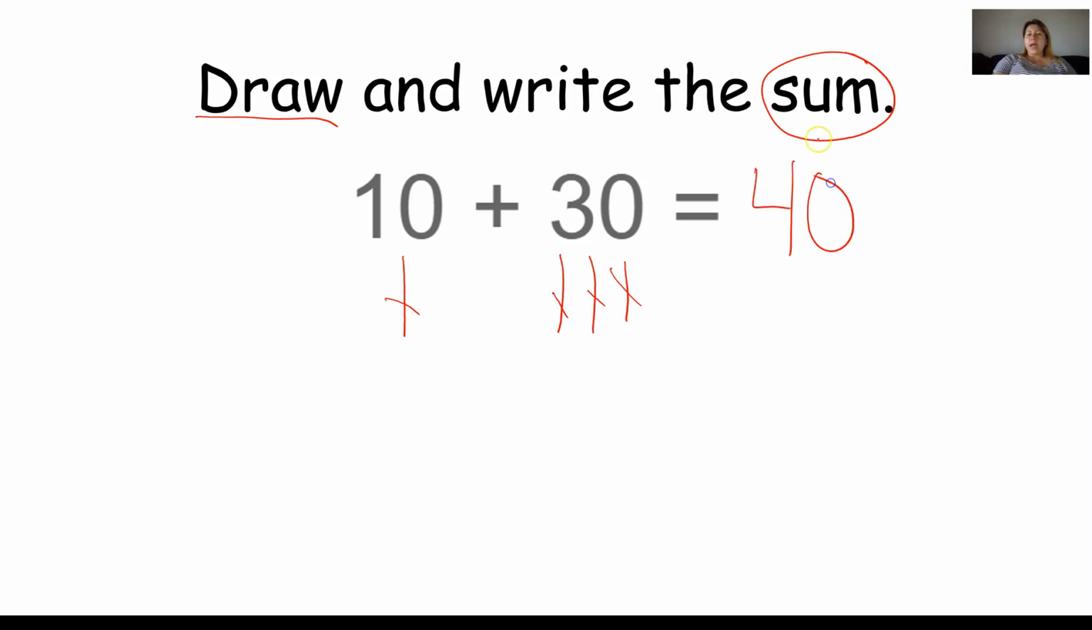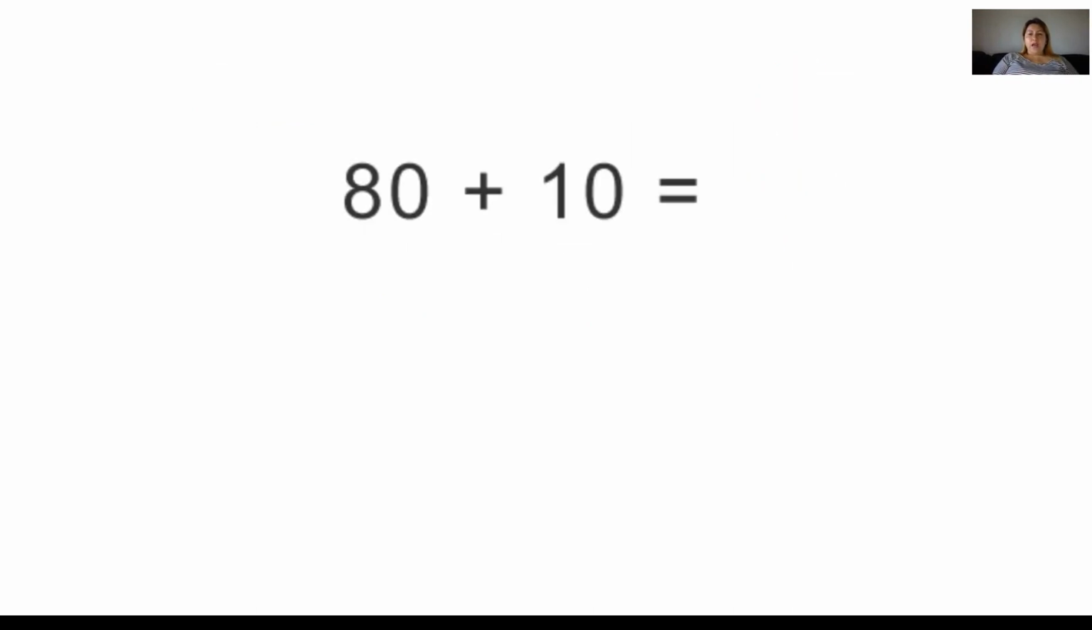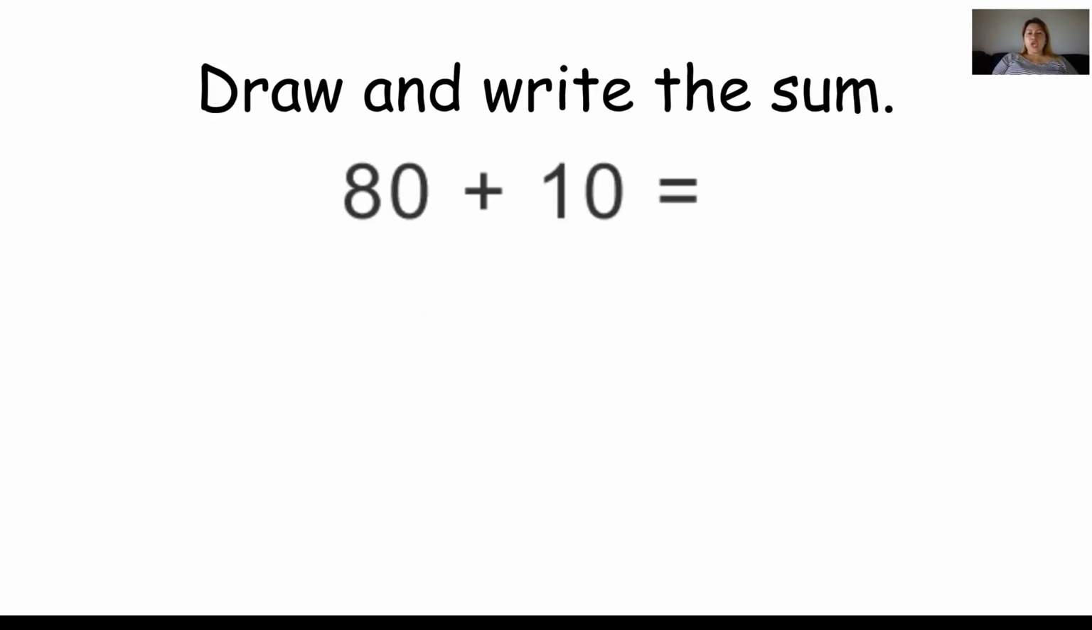40. Now let's double check that, boys and girls. All right, so if we know that we are counting by tens and we have 30, what comes after 30? And we have just one more 10. It's 10, 20, 30, and one more would be 40. Very good. All right, let's go to our next one.